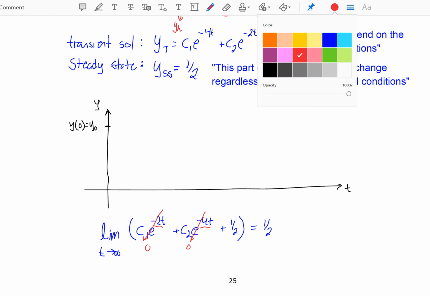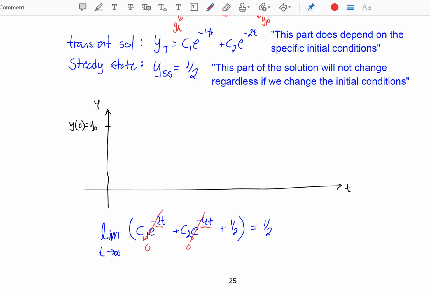So graphically, we see this as a horizontal line through the ty plane at the line y equals 1/2 that your solutions will approach. So if we started at any initial point y naught, our solutions will always asymptotically approach this line, where this curve is dependent on the values of c1 and c2.